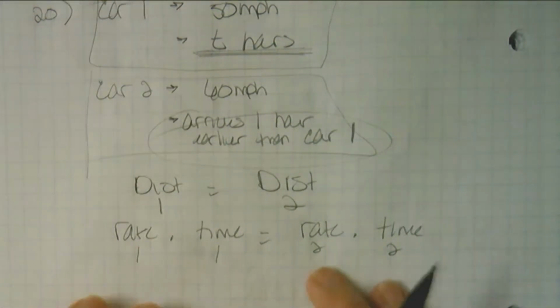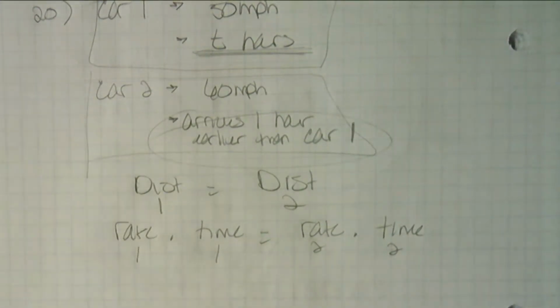All right, to fill this game plan in, I need to have something for my time traveled for number 2. Well, what information do I know about number 2? Put the chair down, please. Cameron? It arrives how long before the first car?